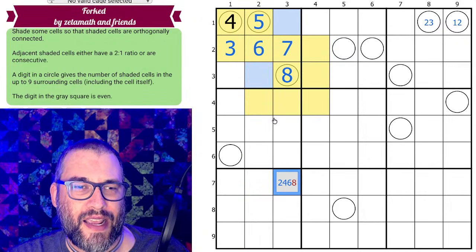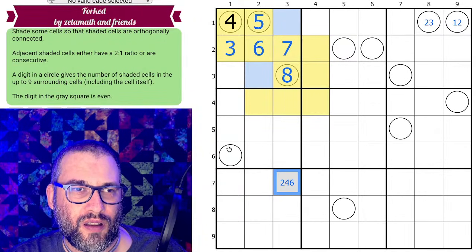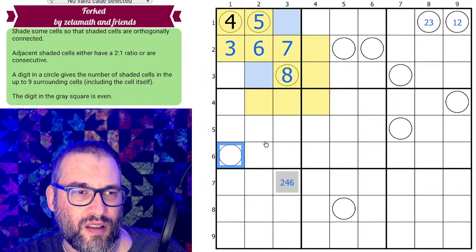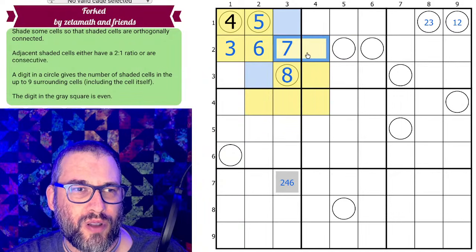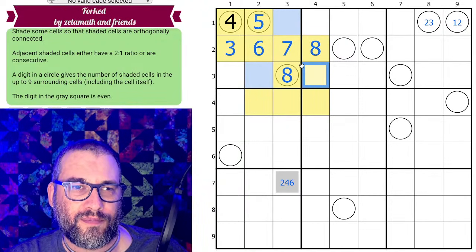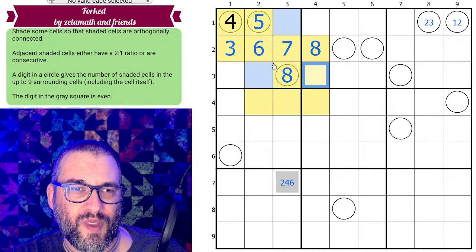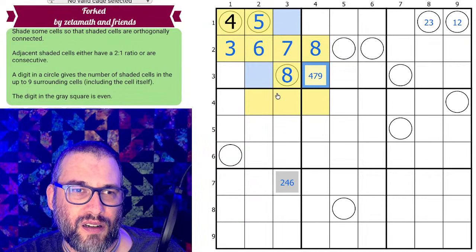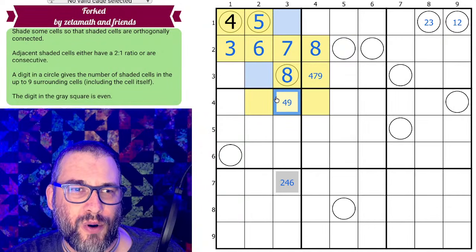So that's not an 8. Row 2, column 4. This has a relationship with a 7, and it's not a 6, so it is an 8. This is 4, 7, or 9. This is 4 or 9.